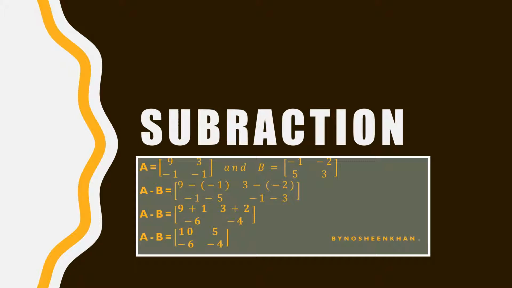multiplied to minus will give you plus. So 9 plus 1. Again 3 minus minus is plus, so 3 plus 2. Minus 1 and minus 5 will give you minus 6, and minus 1 minus 3 will give you minus 4 because of the same sign. So 9 plus 1 is equal to 10, and 3 plus 2 is equal to 5, minus 6, and minus 4.